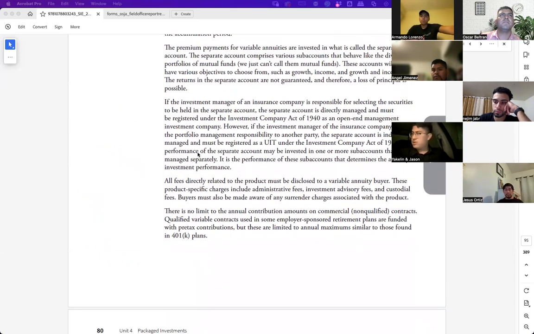Here it is. The separate account may be invested in one or more sub-accounts that are managed separately. That's the best part, don't distract me. All right. All fees directly related to the product must be disclosed to a variable annuity client. These products specify charges including administrative fees. And remember, annuities are going to have surrender charges. Okay. Keep that in mind.